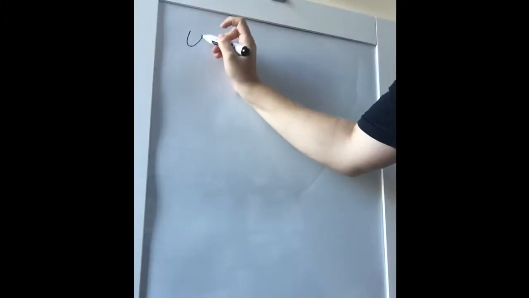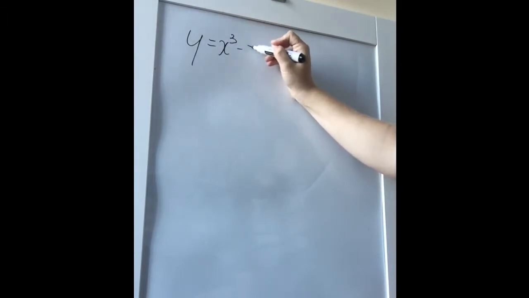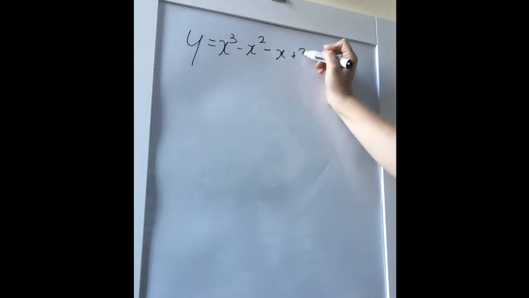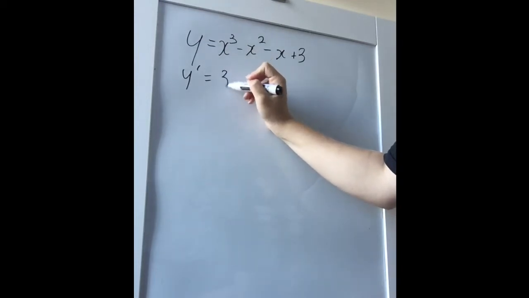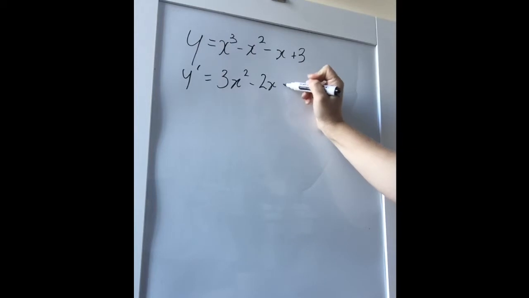So our first question asks us to consider the curve y equals x to the power of 3 minus x squared minus x plus 3. Question I says, find the stationary points and determine their nature. So what I've started off with is finding the first and the second derivative.